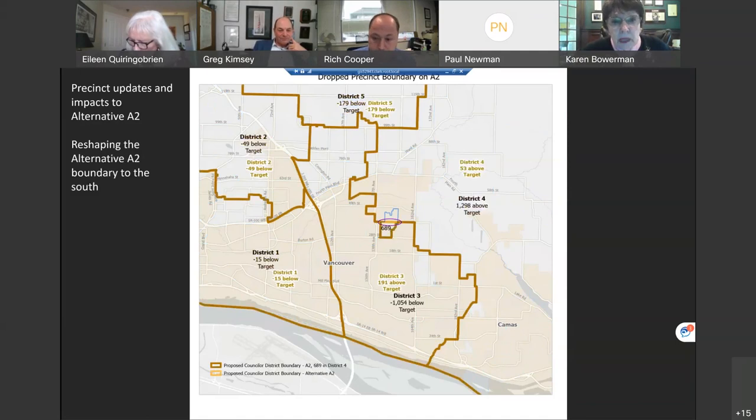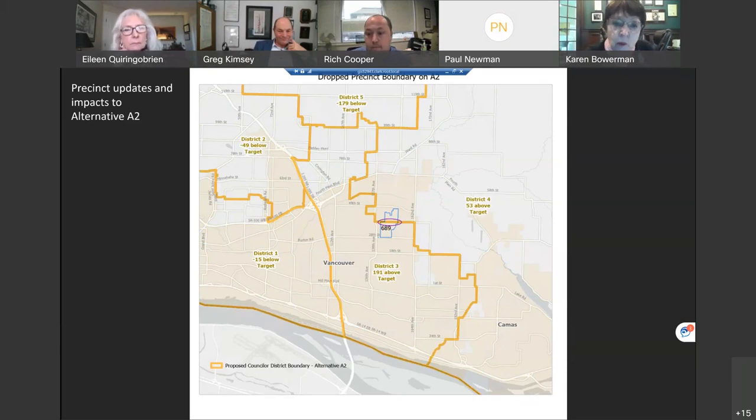Which one is convoluted? The District 3 as a whole just wiggles all over the place. So if that were 1,059 or whatever it was below target, is there an easy place to add in a district, or a precinct, pardon me, that would bring it back up? We could search for that. I mean, it's likely. I haven't looked further yet on that, but it's potential to swap some precincts around.